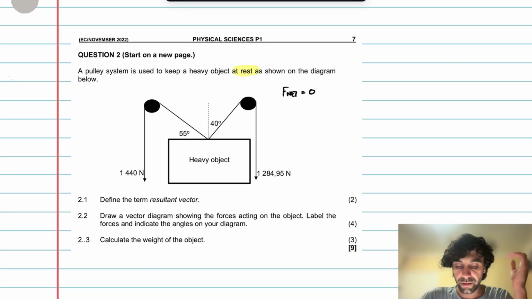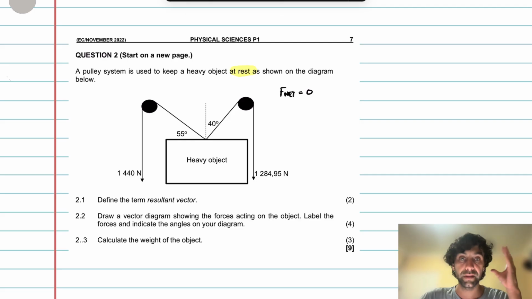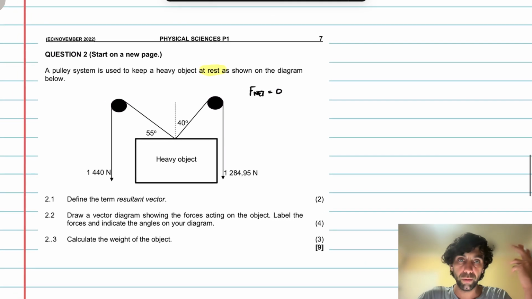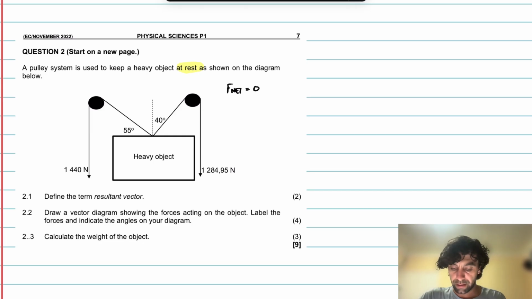So again, define the term resultant vector. As said before, it is basically the sum of all the vector forces. Please just make sure you study your definitions correctly so that you can get 2 marks for that question.